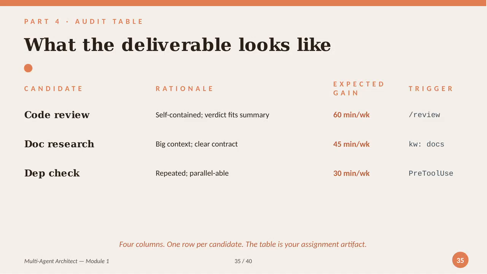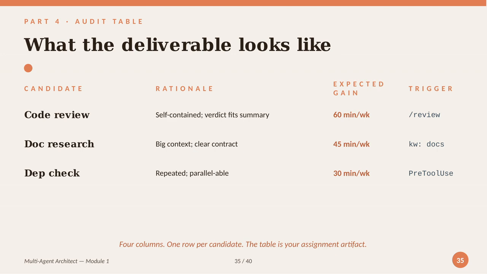What the audit table looks like. For columns: candidate, the name of the task that survived the framework, like code review, doc research, dependency check, 1 row per candidate. Rationale, a brief justification for why this candidate earned a subagent, pulled from your scoring: self-contained, verdict fits summary, big context, clear contract, repeated, parallelable. 3 or 4 words. It's a justification, not an essay.